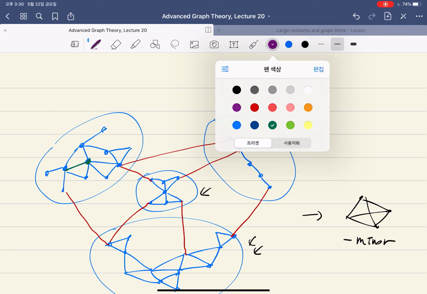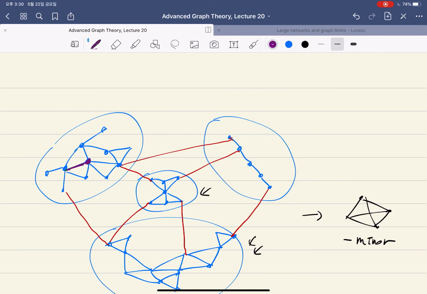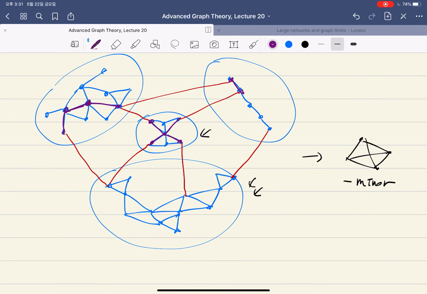let's use another color, purple, it is more visible. If you use some absolutely necessary one here, then it's enough to take just this part. So as long as this branch set is connected, you don't really need anything more. So you just take a spanning subgraph, and then you can forget the rest of the blue part. You only consider this purple part.